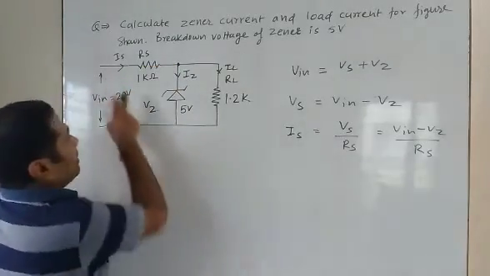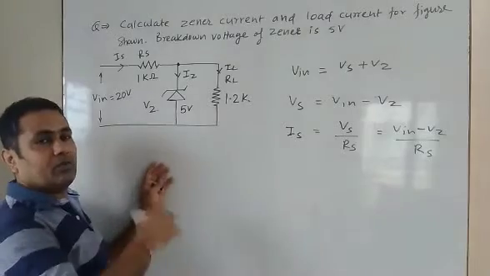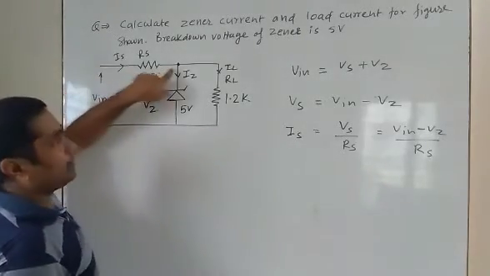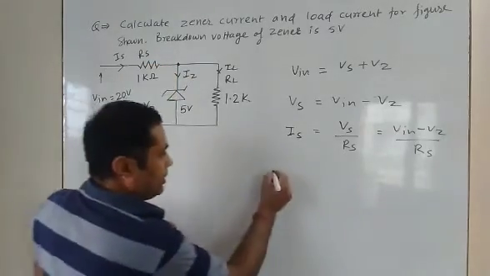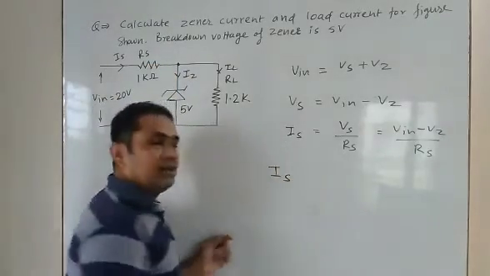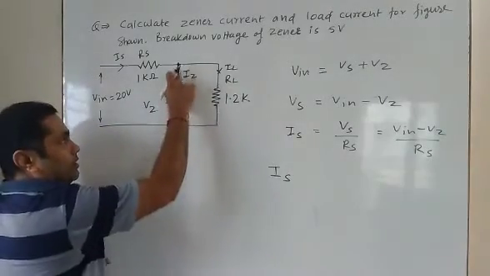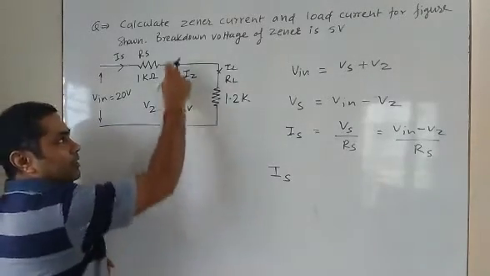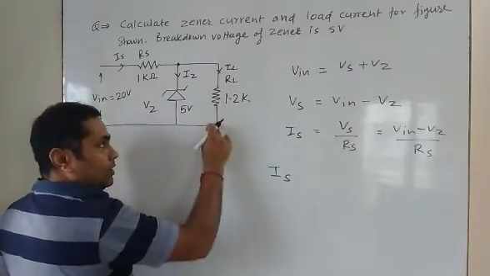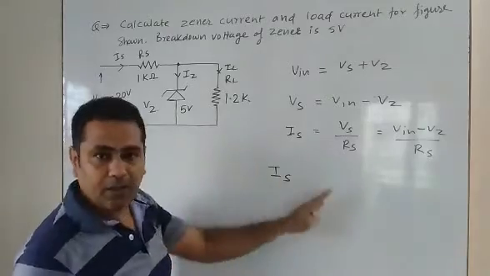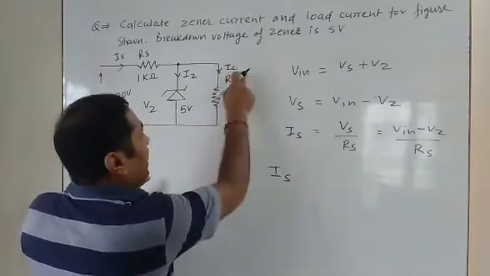What does it say? Current entering the node equals the sum of currents leaving the node. Now this current Is is entering the node, so it will be taken on the left hand side. At this node you can see the current direction for the Zener is like this, and for the load current it is like this. So these two currents are coming out of the node, and that is why we have to add them.